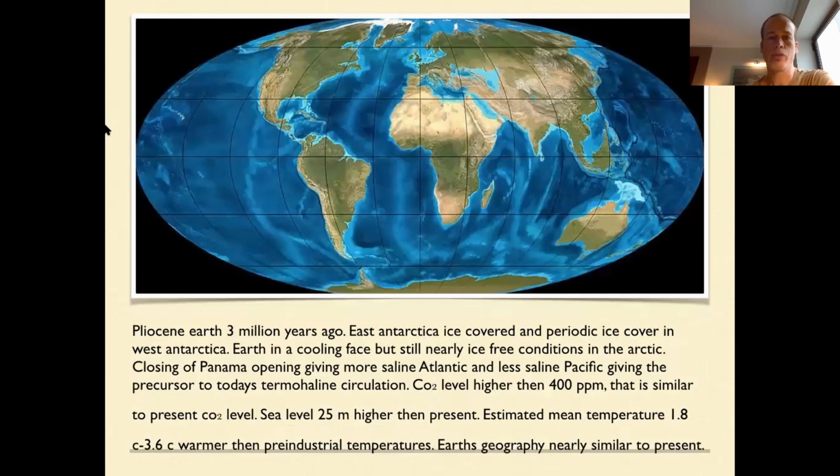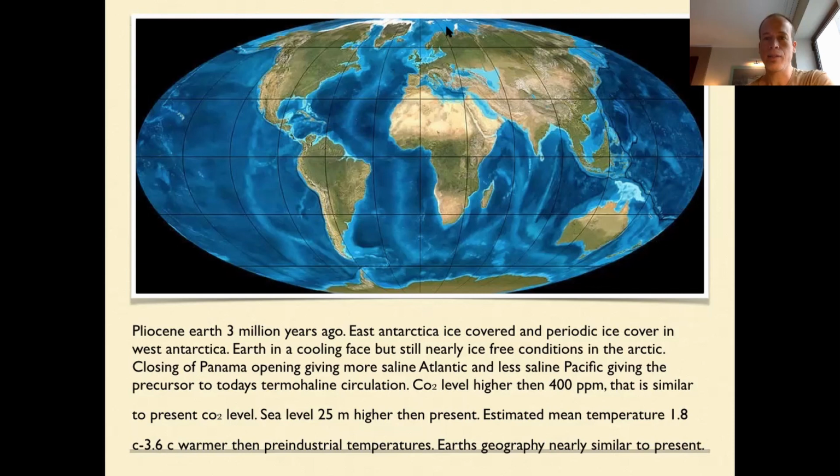Here we have the Pliocene, 3 million years ago, before the ice ages. The shape of the planet looks quite familiar. The continents are in place where they are now. But at this time, the Panama Strait had closed, so Atlantic and Pacific were not connected. So there was a salinity difference at that time, giving rise to the present ocean currents.